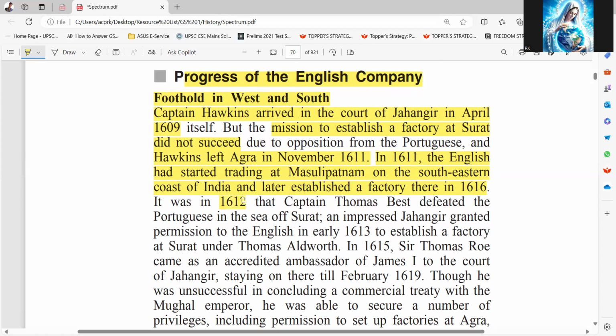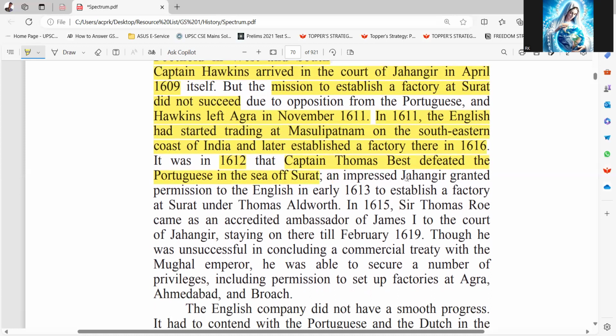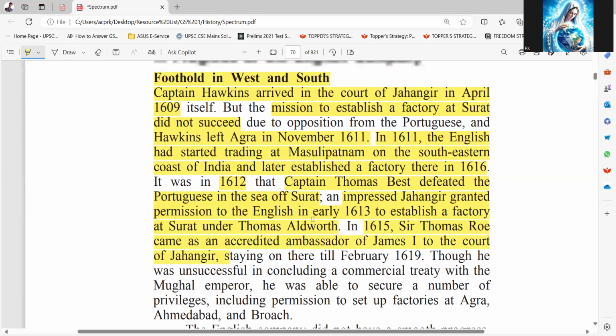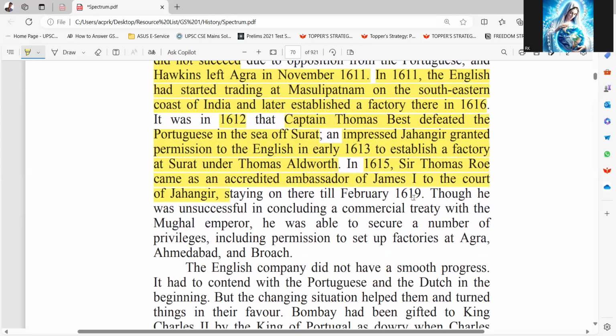It was in 1612 that Captain Thomas Best defeated the Portuguese in the Sea of Surat. An impressed Jahangir granted permission to the English in early 1613 to establish a factory at Surat under Thomas Aldworth. In 1615, Sir Thomas Roe came as an accredited ambassador of James I to the court of Jahangir, staying on there till February 1619.